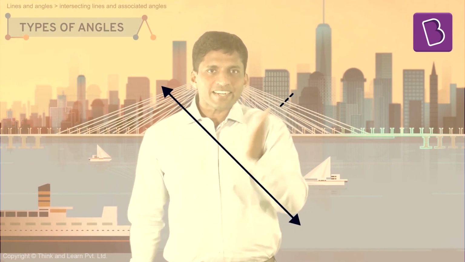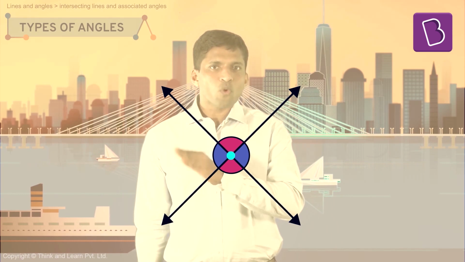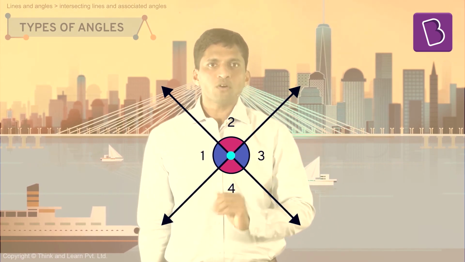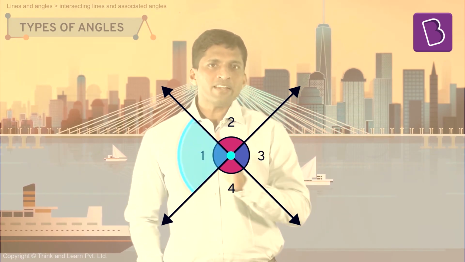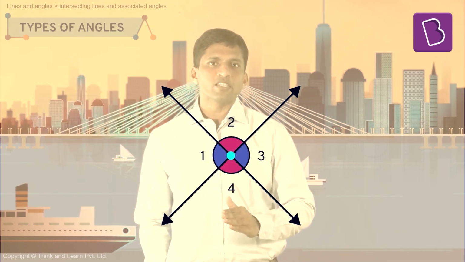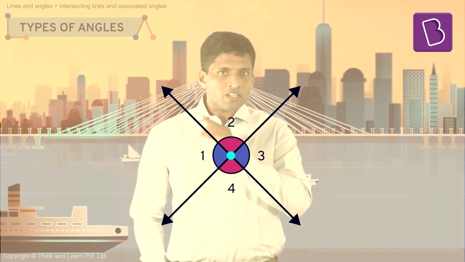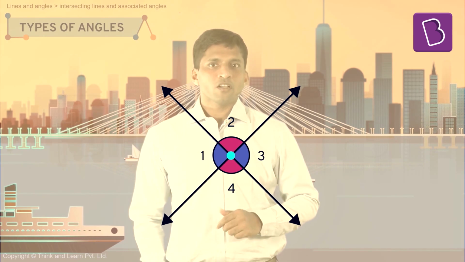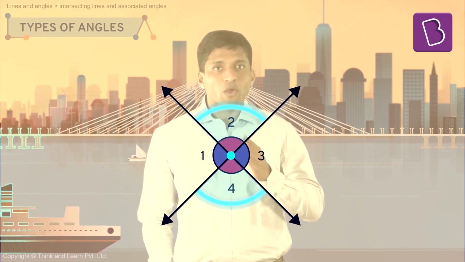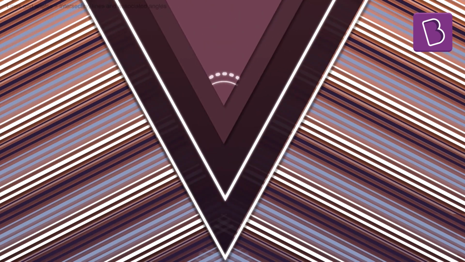Now let's look at a basic theorem. If two lines intersect like this, and if I name the angles as 1, 2, 3, 4, here 1 and 3 are vertically opposite angles, 2 and 4 are also vertically opposite angles. Now what is this basic theorem? When these two lines intersect like this, then the vertically opposite angles are equal. Let's try proving this.